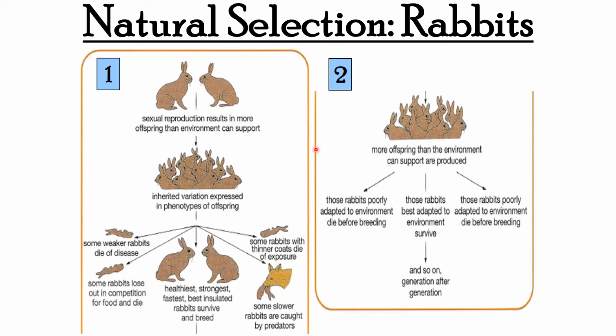And that was our example there. So first stage, more offspring produced than the environment can sustain. Second stage, those less well adapted die. Those that are better adapted survive, and they pass on their genes to the next generation, and the process repeats itself.